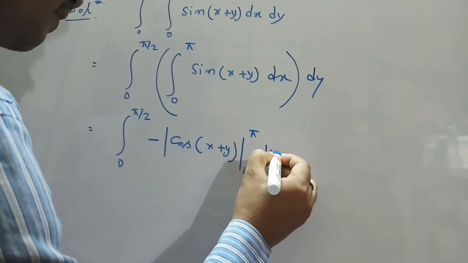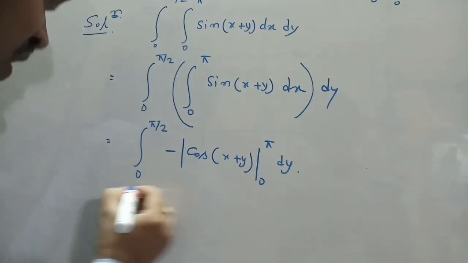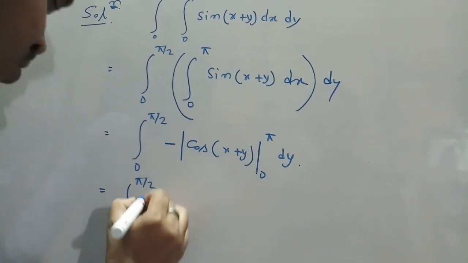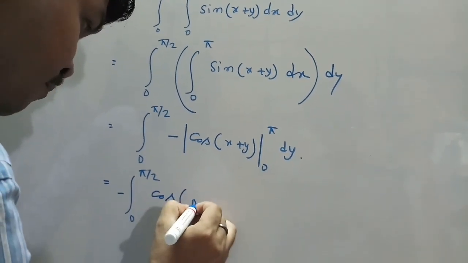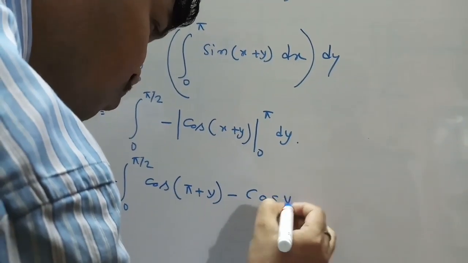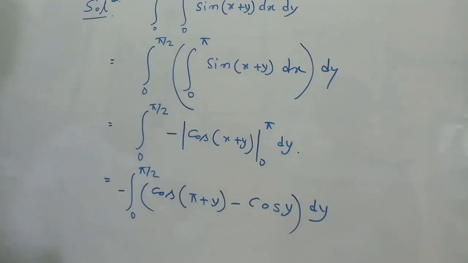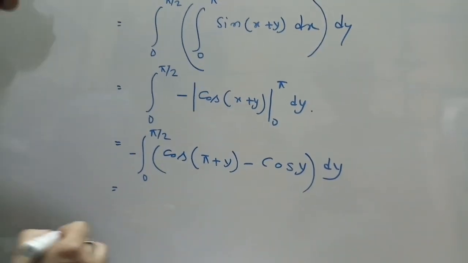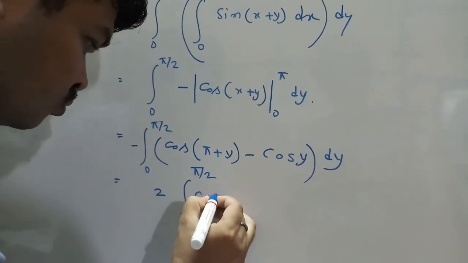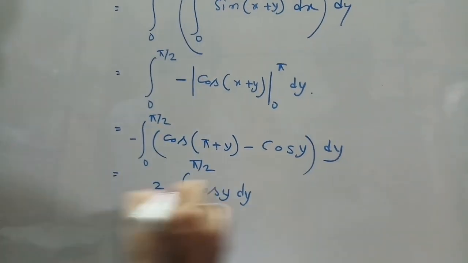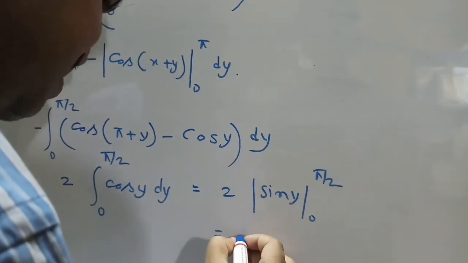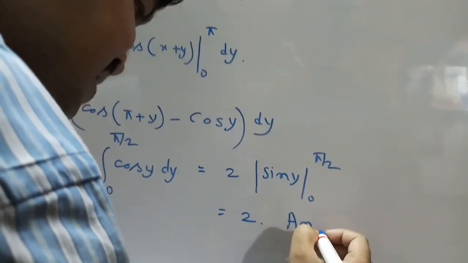From 0 to pi dy, this will be the integral from 0 to pi by 2 of minus cos of pi plus y minus cos y dy, and this will be 2 times the integral from 0 to pi by 2 of cos y dy, and now this will be 2 sin y from 0 to pi by 2, which equals 2, and this is the answer.